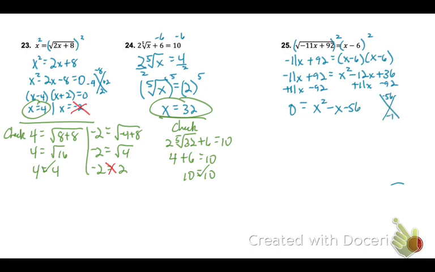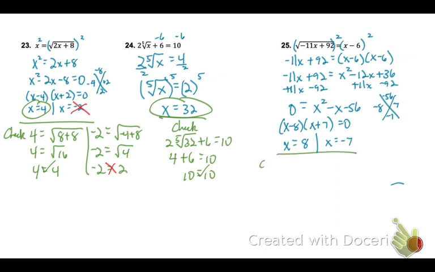I am going to try to factor that. So numbers that multiply to give me negative 56 and add to give me negative 1. So let's try negative 8 and 7. So our factors are x minus 8 times x plus 7. Let's set those each equal to 0 and get our two possible solutions. So that will be x equals positive 8 and x equals negative 7.